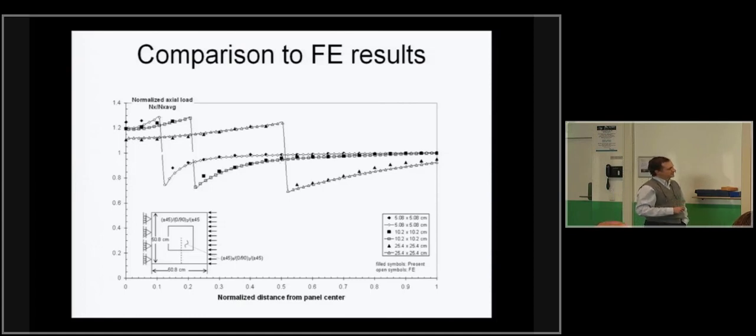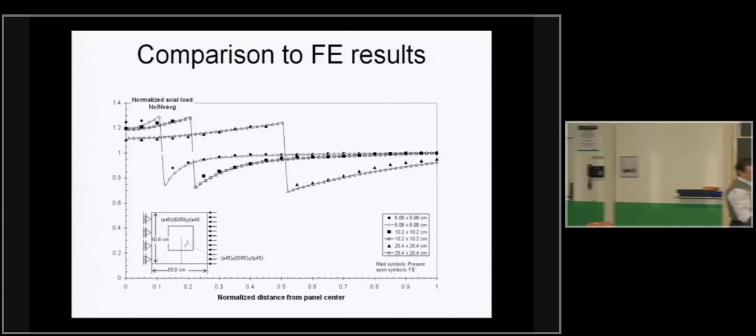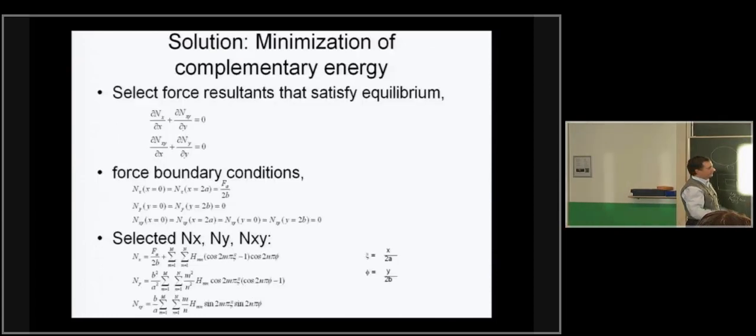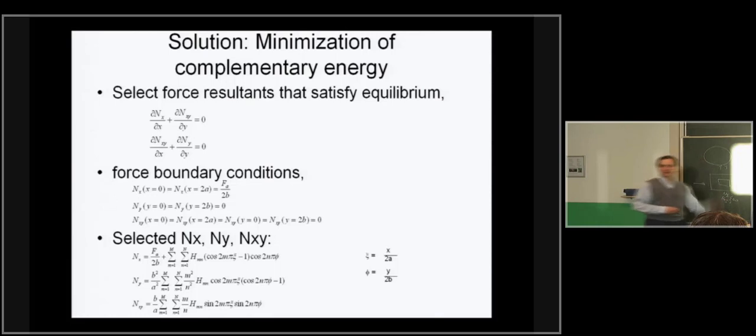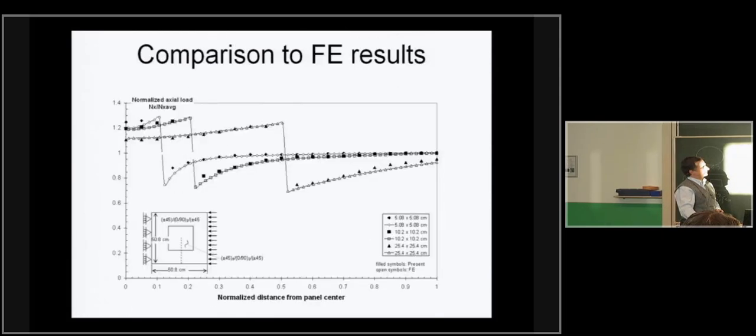The points are our solution, and the continuous lines are the finite element ones. And you will see one important aspect, which is that the stresses are discontinuous. We started with the displacement assumption of a few pages ago, shown at the bottom here, with this nx, ny, and nxy. These functions appear to be continuous, but when you actually evaluate the actual HMN, you capture the discontinuity that the stiffness difference causes.